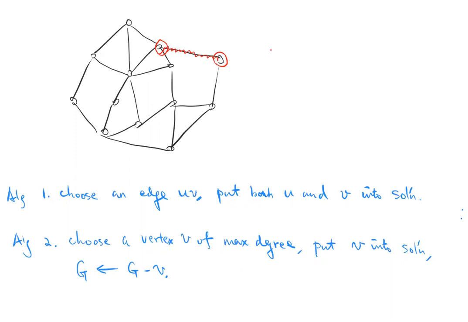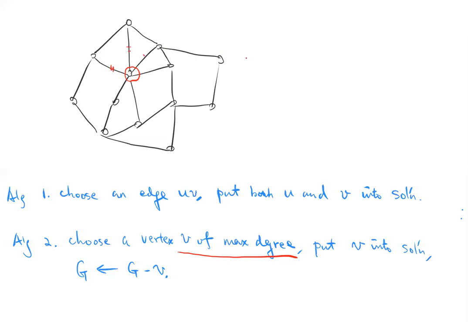So that's the first algorithm. The second algorithm is more smart. The first algorithm is very dumb, actually very stupid. Just arbitrarily pick an edge and put both ends into the solution. The second algorithm is clever. It chooses a vertex of maximum degree. In this case, I guess it's this vertex, because it covers more edges. We want to use as few vertices as possible. Yes, you can say the second way is greedy. Actually, there are many different greedy algorithms for vertex cover, and that's one of them.